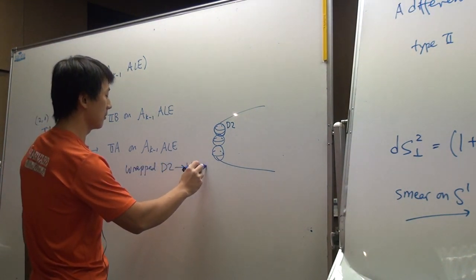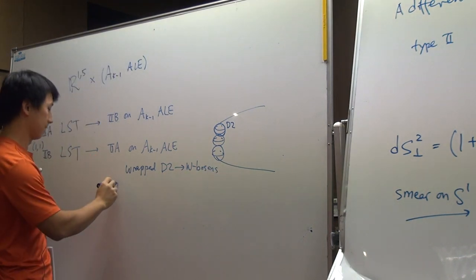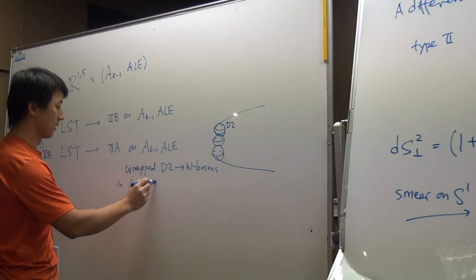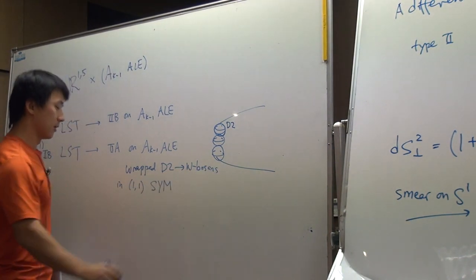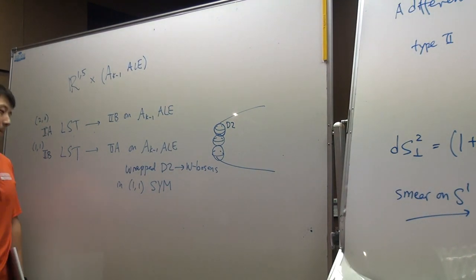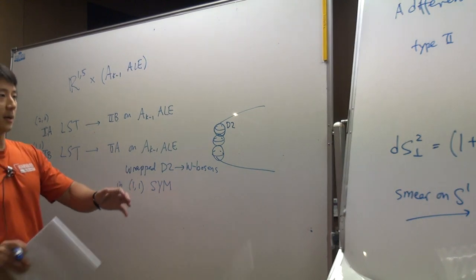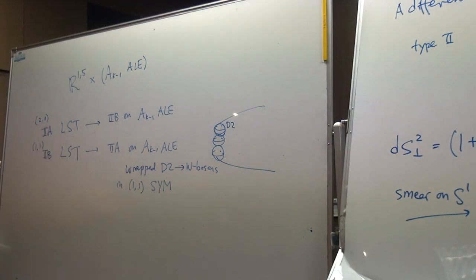This will be interpreted as W bosons in the 1,1 six-dimensional super-Yang-Mills description. The resolution where you separate these NS5 branes before T-duality corresponds to going to the Coulomb branch of this theory.